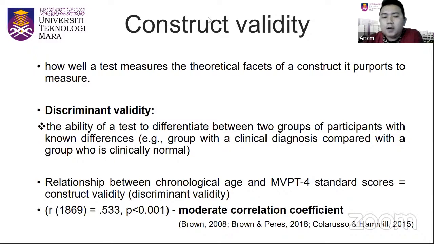So for this test, with discriminant validity, constructs that should have no relationship do in fact have no relationship. The MVPT manual reports the relationship between chronological age and MVPT standard score as evidence for its construct validity. The finding indicates that MVPT standard score was significantly positively correlated with chronological age during childhood, with a moderate correlation coefficient.